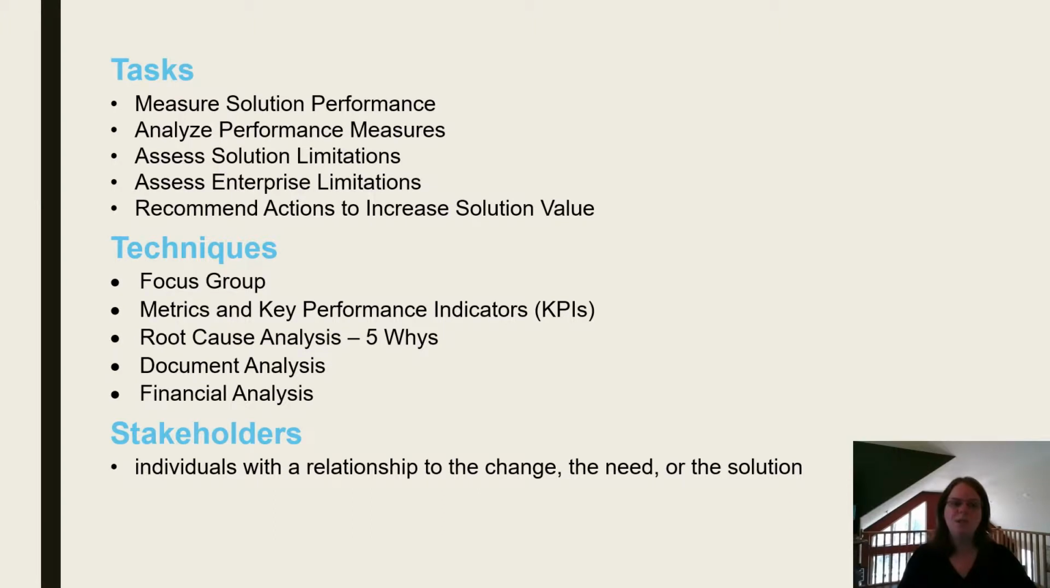The techniques we used for these tasks were the focus group, metrics and key performance indicators, the root cause analysis using the 5 whys, document analysis, and financial analysis. Our stakeholders are the individuals that we have that have a relationship to the change, the need, or the solution.